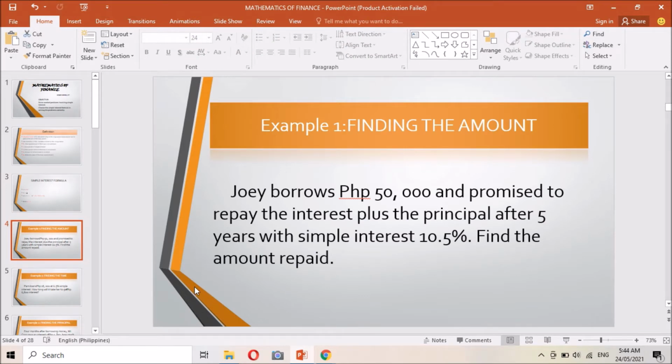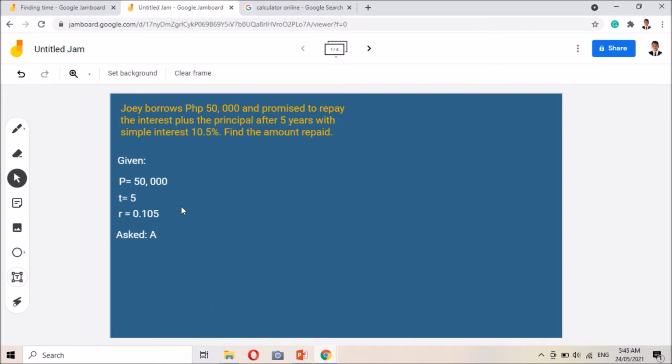Joy borrows 50,000 pesos and promises to repay the interest plus the principal after 5 years with simple interest at 10.5%. Find the amount repaid. There, we are given 50,000 pesos as the principal. Our time is 5 years and at the rate of 10.5%. That is given here.